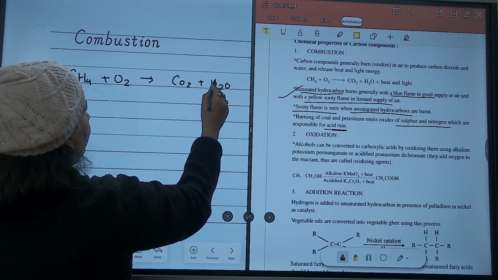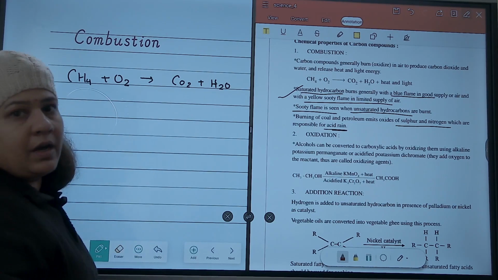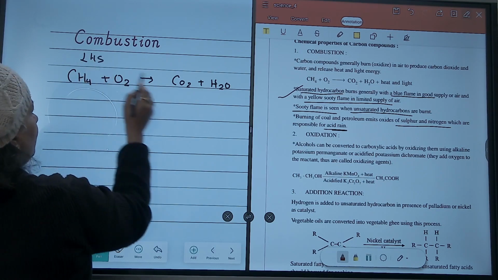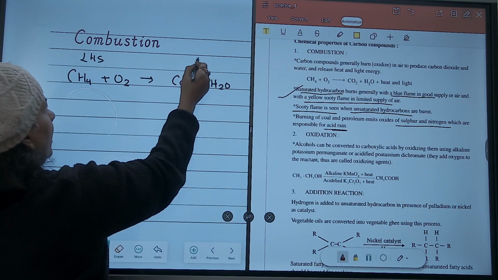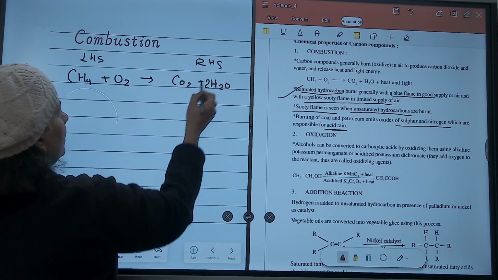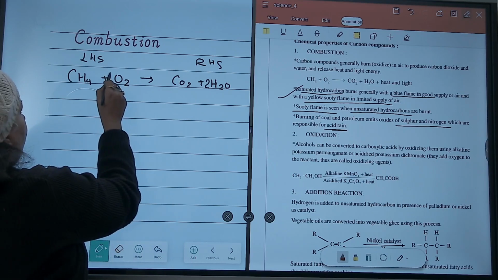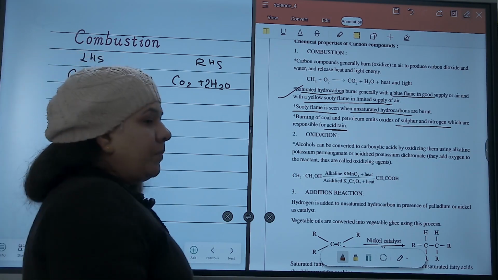So let's balance it. Here we have 4 hydrogen on the LHS side. So we put here 2. On the RHS side now we have 2 plus 2, 4 oxygen. So let's make it here 4. 2 2s are 4. Now it is balanced.